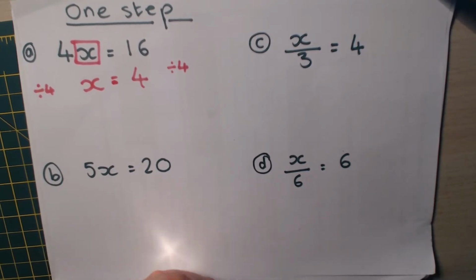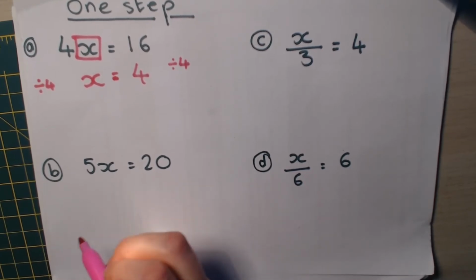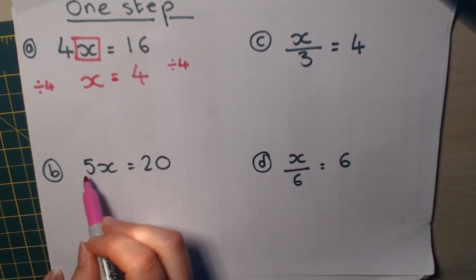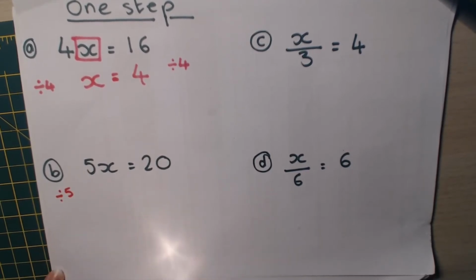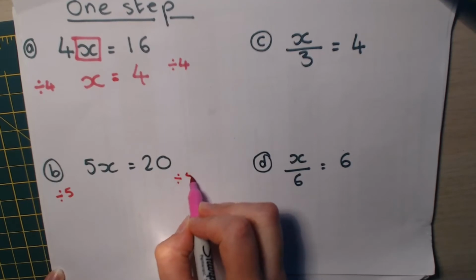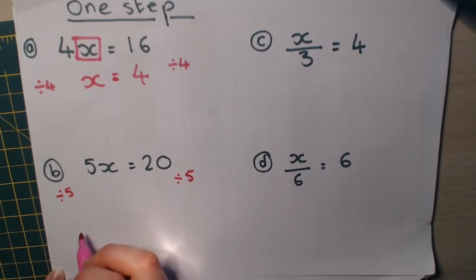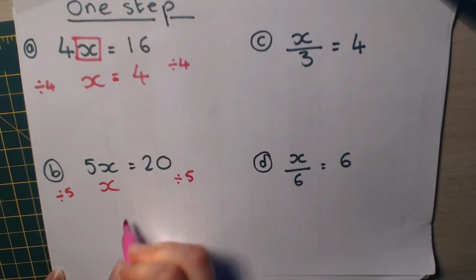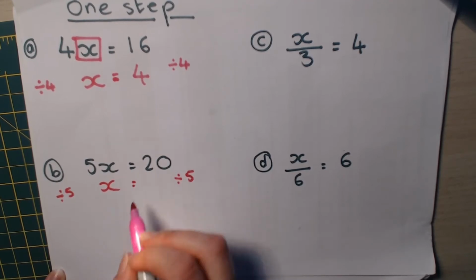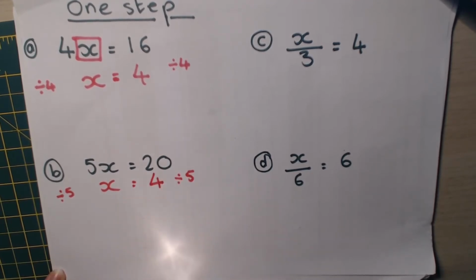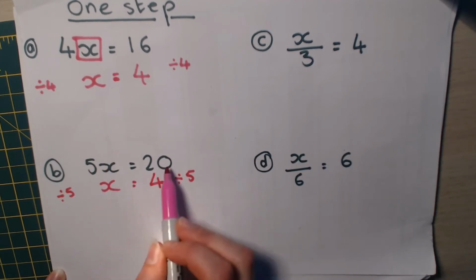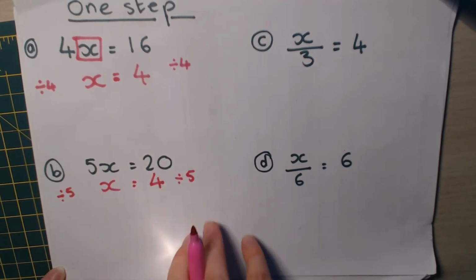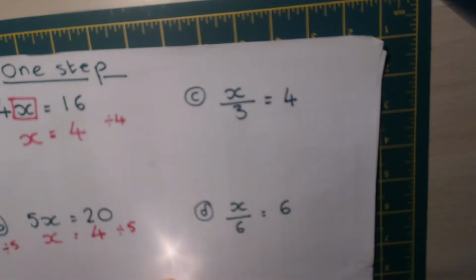So 5x equals 20. Again, we're going to do the inverse. Instead of x times 5, we're going to put a divide by 5 instead, because that's the opposite of multiply. Do that on both sides. 5x divided by 5 is just x. 20 divided by 5 is 4. And to double check, we substitute 4 in. 5 multiplied by 4 is 20. It works.